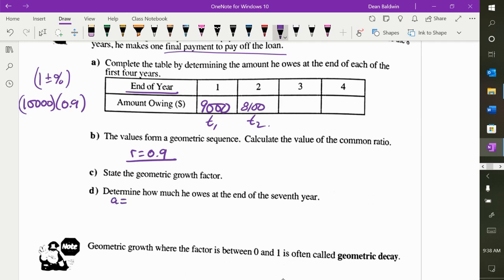So we know that our A value is 9,000. Not at this rate. Not if you have 90%. Our R value is 0.9. I want to know how much he owes at the end of the 7th year. So what's my N? 7. So A value is 9,000. It's not 10. Yeah, because it's at the end of the year. How much does he owe? It's not how much he was lent. You can do 10,000 and don't do 7 minus 1.